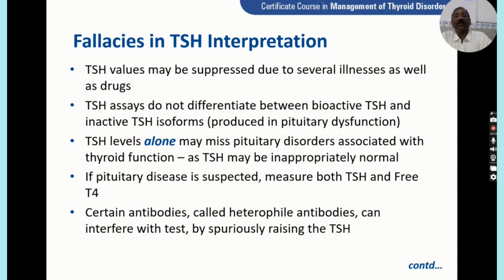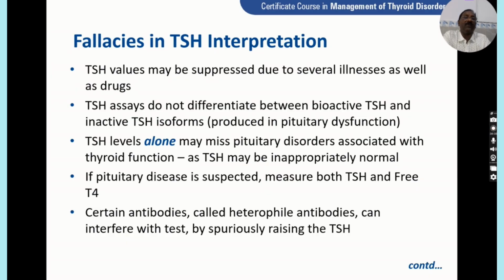See, these values may be suppressed due to severe illness as well as drugs. That is the reason we have to see the thyroid profiles when the patient is in the ICU. If you get the thyroid profiles in the ICU, they are totally different from when the patient is normal. Because in critical illness the TSH levels may be suppressed, and don't think that it is because of hypothyroidism and start giving neomercazole, etc.